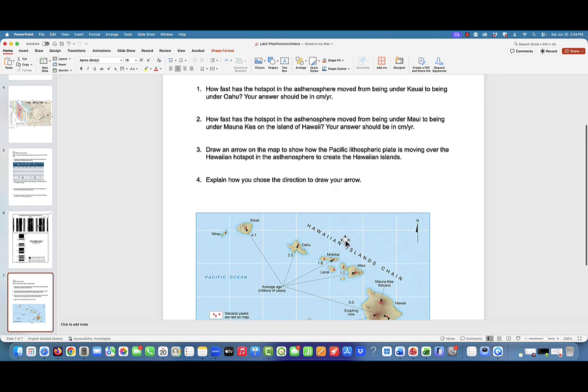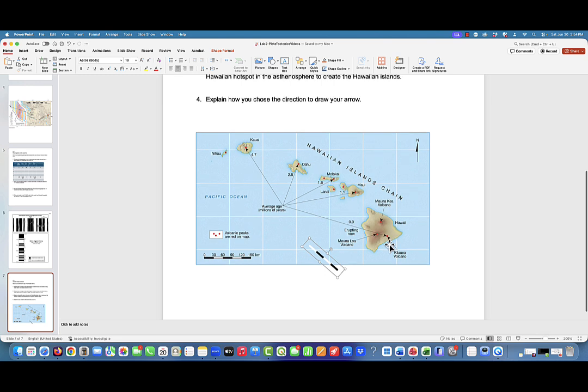1,000,000. It also asks you to draw an arrow on this map to show which direction you believe the lithosphere is moving over the asthenosphere. Once again, think of a piece of paper moving over a candle, and also explain why you chose that direction to draw your arrow.